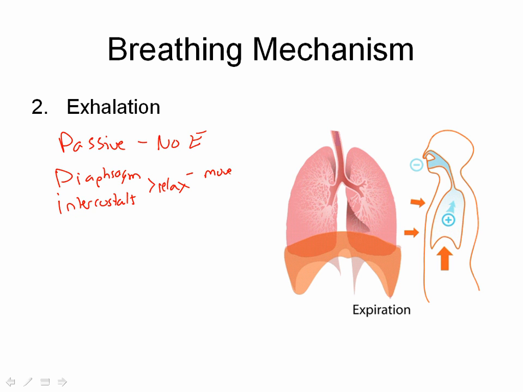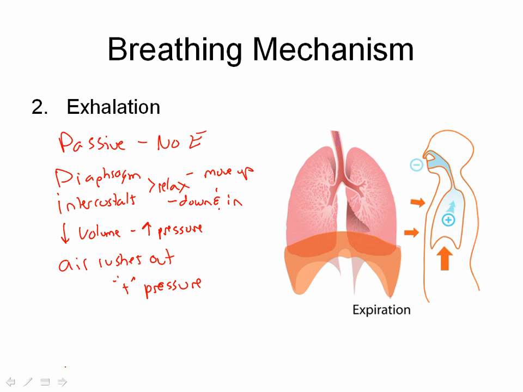So it moves up. And the intercostals are going to lower back down and move back in. Okay? And what this does is, because the volume decreases, it increases the pressure, and that increase in pressure compared to the outside of your body means the air wants to leave in order to reach equilibrium. So the air rushes out. And this is because it created a positive pressure.